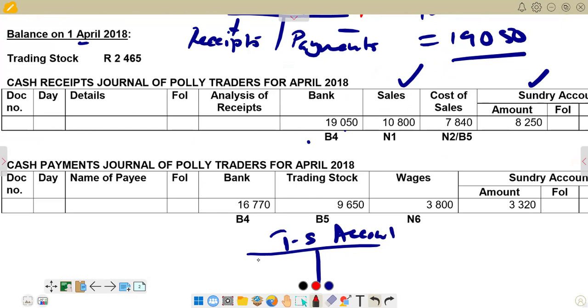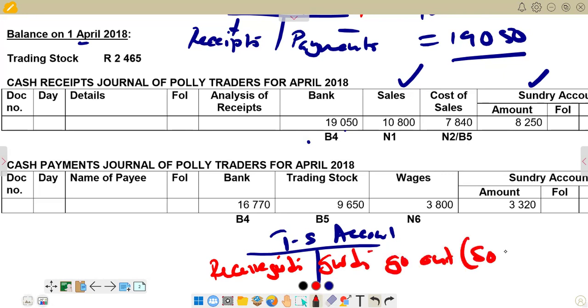On the trading stock account, we also have the debit and credit. So we debit when we receive goods, and we credit when goods go out, or when goods are sold. So here it means we are receiving when we are purchasing. So whenever we have sales, it means goods are going out. So we need to record the cost of sales as a credit in the trading stock account. So we are going to credit 7,840.